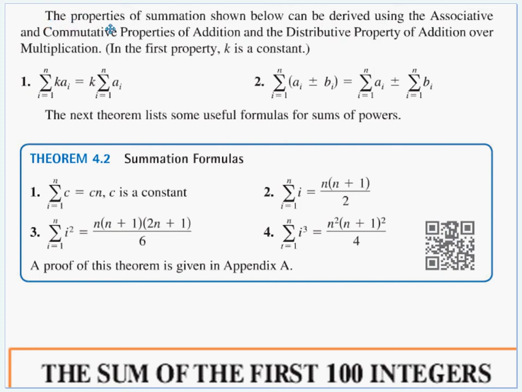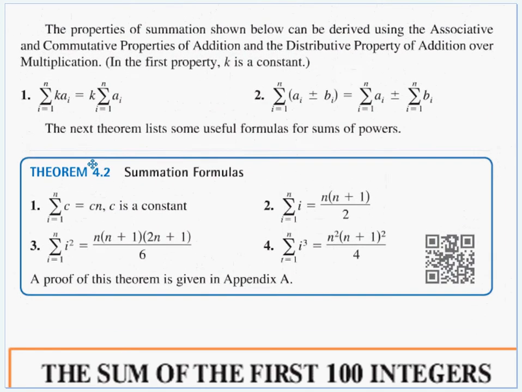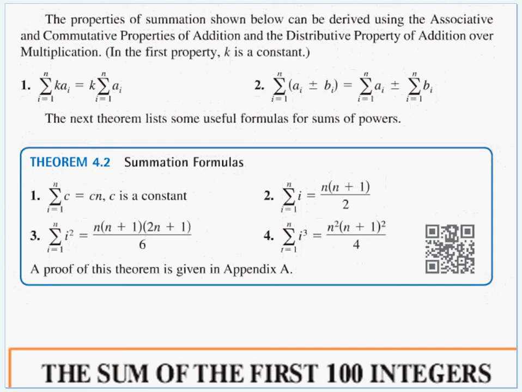It says first, the properties of summation shown below can be derived using the associative and commutative properties of addition and the distributive property over addition and multiplication. In the first property, k is constant. These properties might seem familiar. We saw them with limits and derivatives. These properties here are just seeping all through calculus.